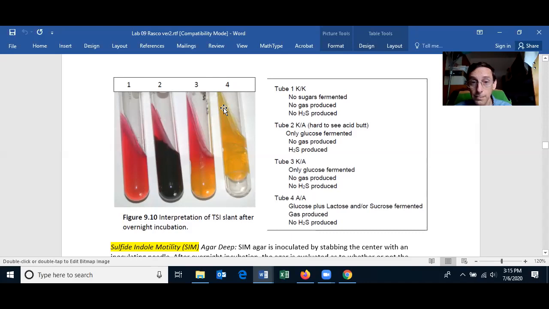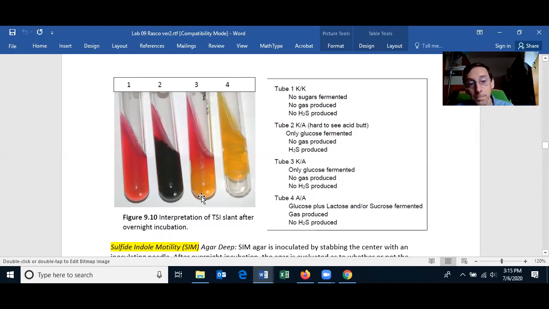Is that clear? Anyways, this test is confusing to interpret, and you can look at this table here to interpret it. This one, no sugar is fermented because there's no yellow, no gas is produced, there's no bubble, and no hydrogen sulfide is produced because it's not black in the bottom. Okay, tube 2 I've already explained.